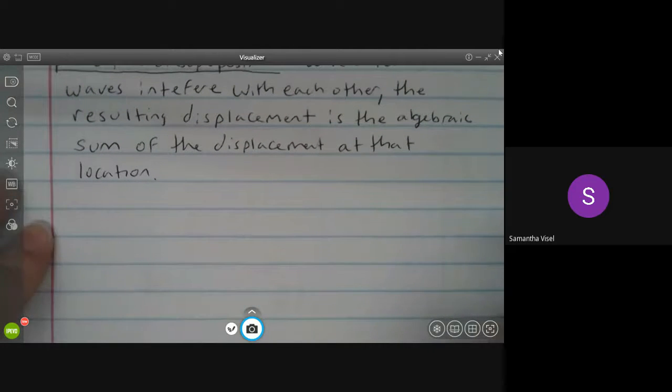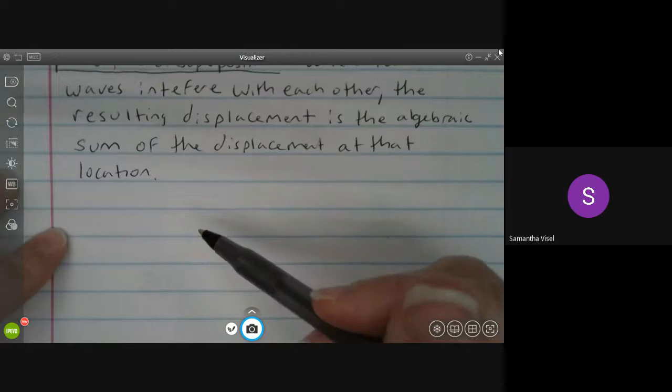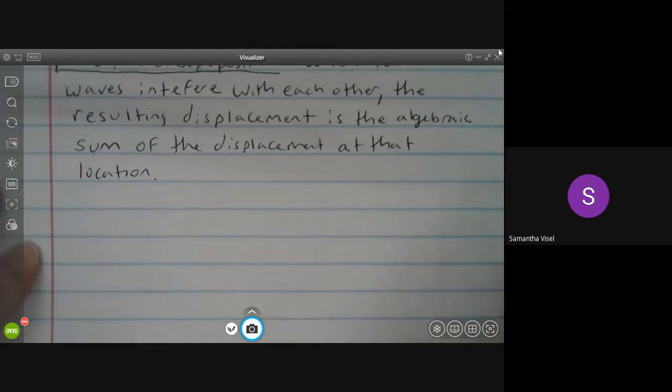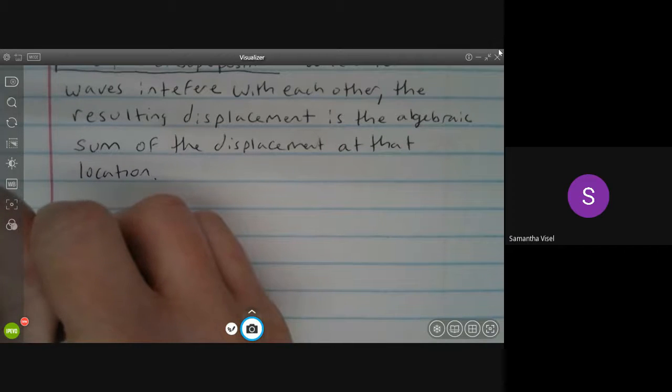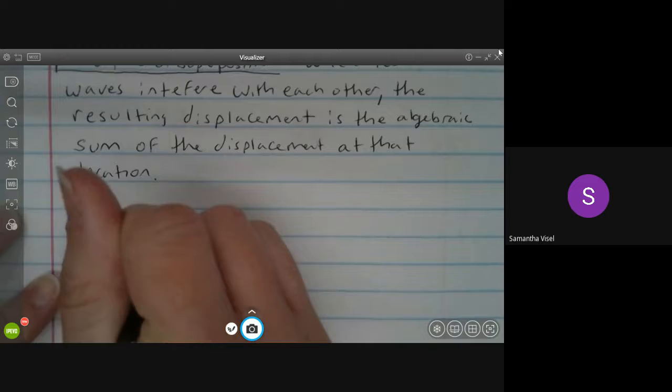So we have 3 different types of interference, ways in which waves can meet up and interact with each other. The first is called constructive interference.